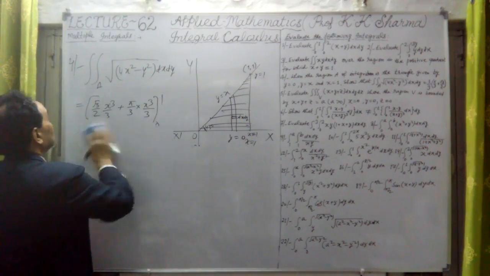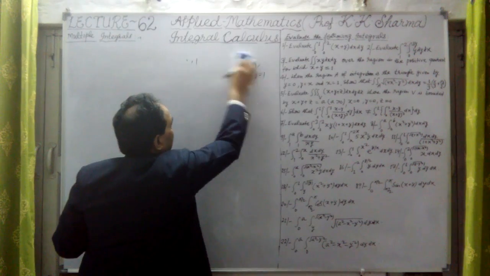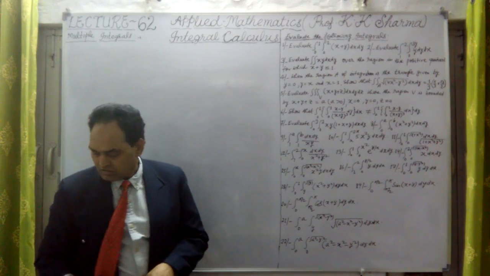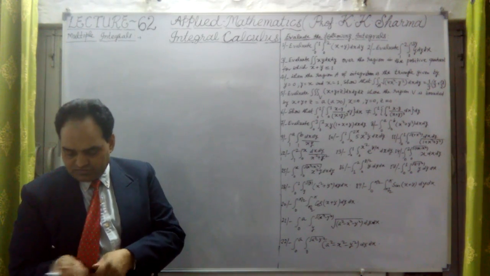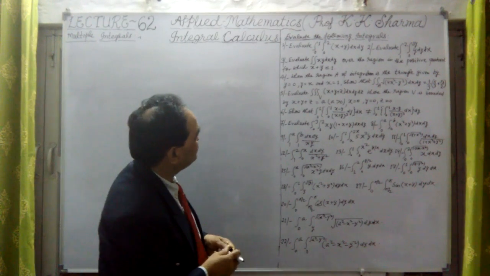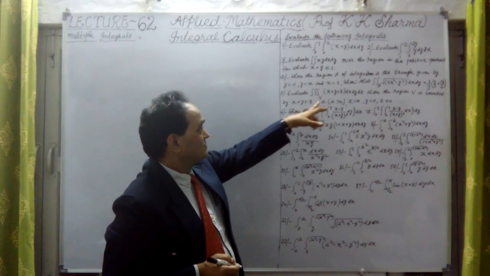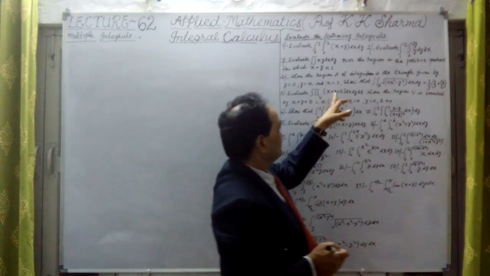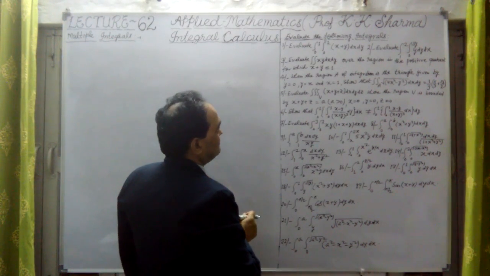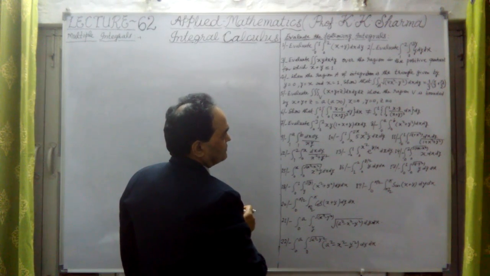Now let me take question number 5. What does question number 5 say? Let me check it. Question number 5 says evaluate. Okay, this is volume or triple integration. The triple integral is x plus y plus z dx dy dz, where the region V, or volume, is bounded by x plus y plus z equal to a and x equal to 0.